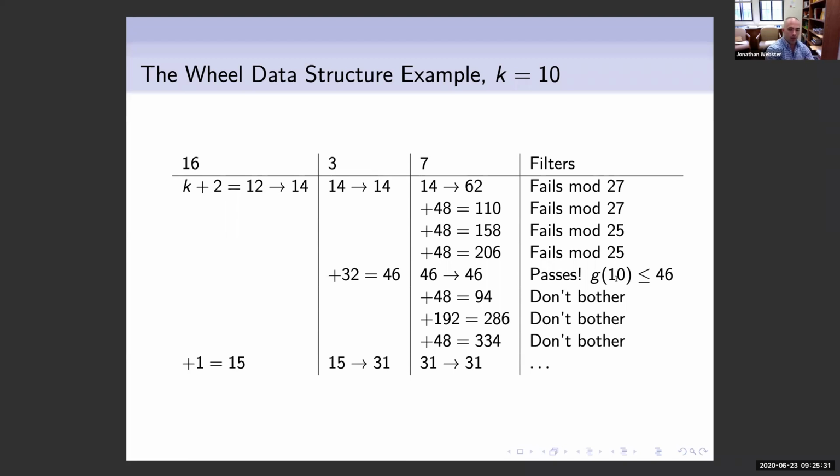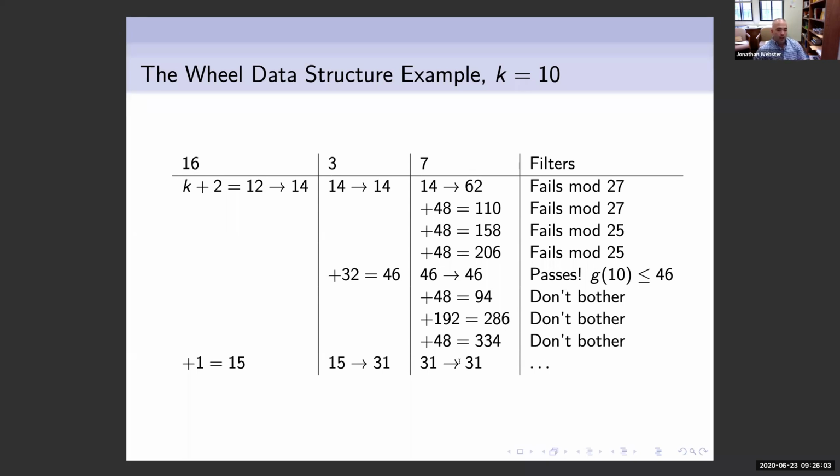But let's talk about what the algorithm continues to do. These next 3 elements aren't going to be generated because they're too large. So we're going to step back up here. Actually, we step all the way back up. We're done with the 3 rings, so we step all the way back up, add 1, go to 15. 15 gets stepped to 31 in the 3 ring. 31 is admissible, 31 is less than 46, so we need to check it in the filters, and it will fail.